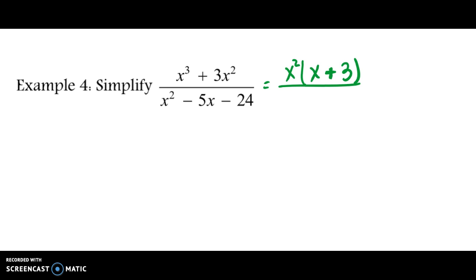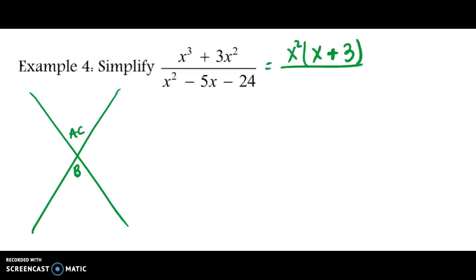Now this bottom part, we should be able to factor it. I want you to use the X and the box method like I've showed you before. First draw your big X. Write AC at the top and B at the bottom. Now we're going to write what A times C is at the top. A times C is negative 24 times x squared, so we get negative 24x squared. And then for B, we just have negative 5x. Remember, we need two values that we can multiply to get negative 24x squared, and then we need those same two values to add to get negative 5x.